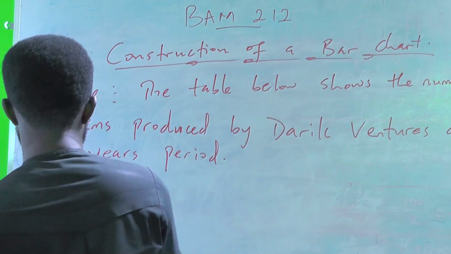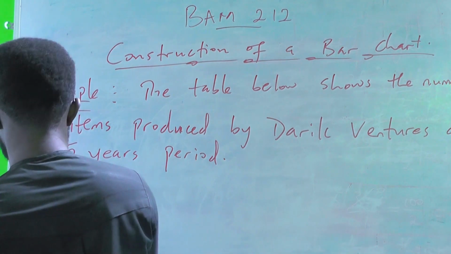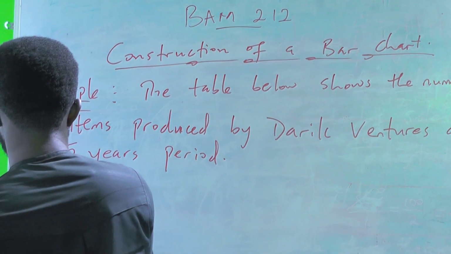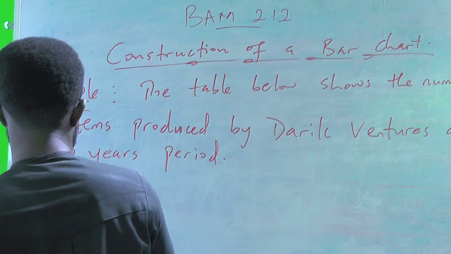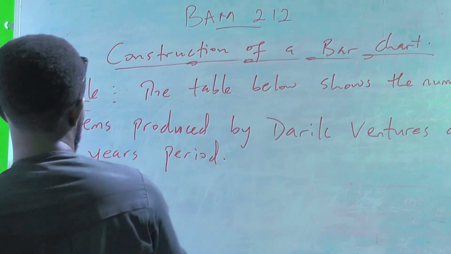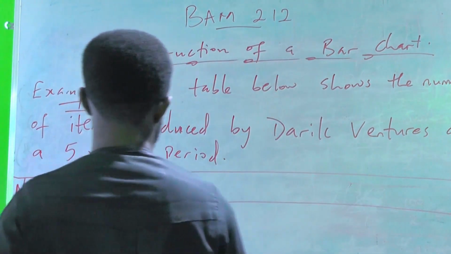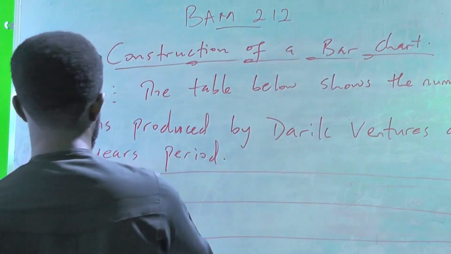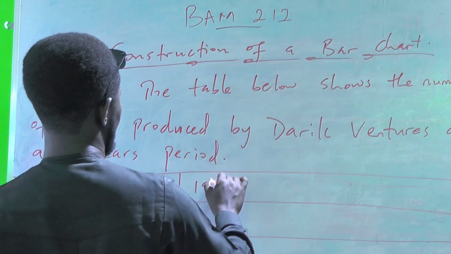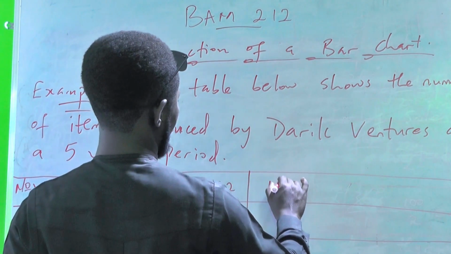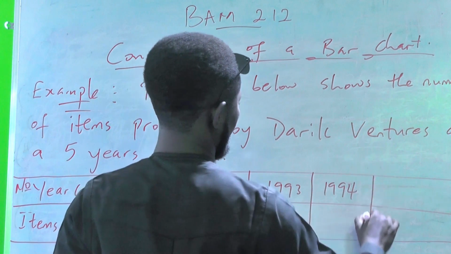Right, this is the table. We have the years, then we have items produced. This is what we call the number of years, and there are the items produced. So you draw a line this way just to show it on the table. The first thing we have here is 1991, that's the year, then 1992, 1993, 1994, 1995.